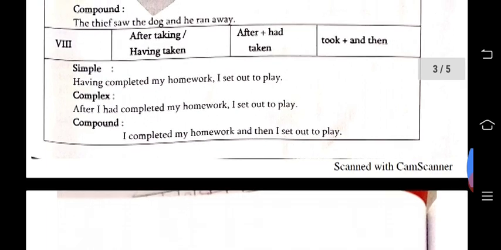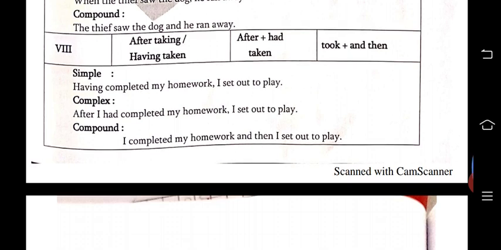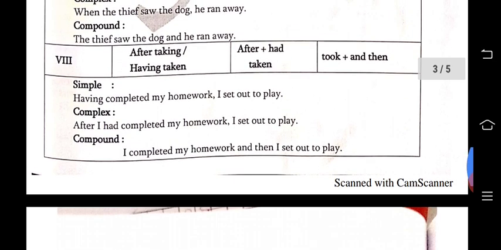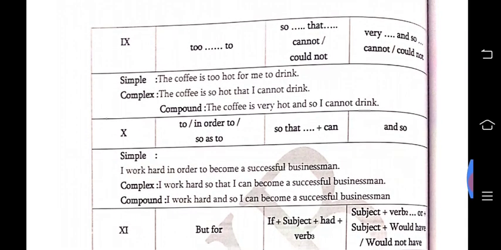So here what is the formula? Subordinate conjunction, as I told you, and then subject and then sequence. Sequence means had completed my homework. So definitely in past action, when you write your complex sentences, you should add had plus V3. Got it? And then writing compound: I completed my homework and then I set out to play. And then this is very important, as I told you, the too factor. The coffee is too hot for me to drink. The coffee is so hot that I cannot drink. The coffee is very hot and so I cannot drink.